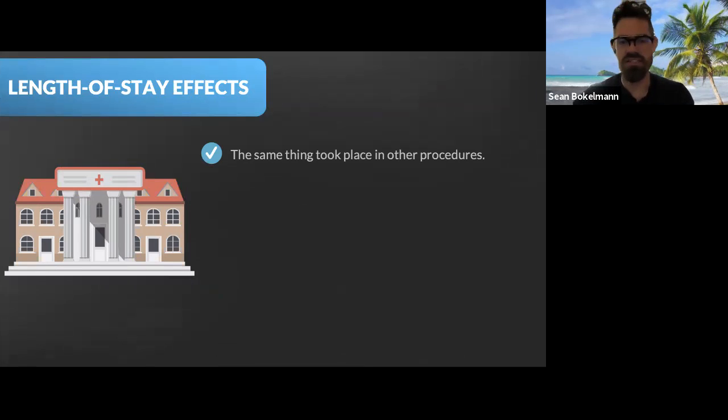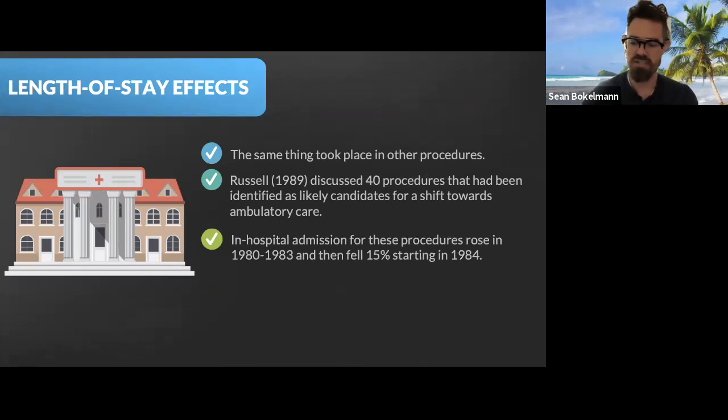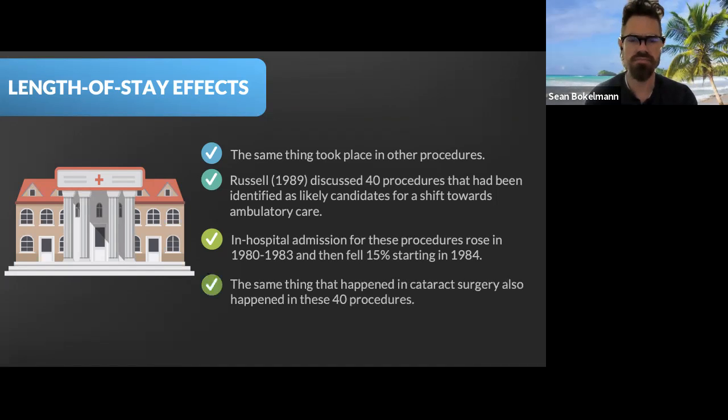Now, the same thing took place in other procedures as well. Russell, 1989, discussed 40 procedures that had been identified as potential candidates for a shift towards ambulatory care, just like these ophthalmology procedures. And sure enough, in-hospital admission rates for these procedures rose in the period prior to the PPS, and then fell 15% starting in 1984 following the introduction of the PPS. So the same thing that happened with cataract surgery also happened in these other 40 procedures.